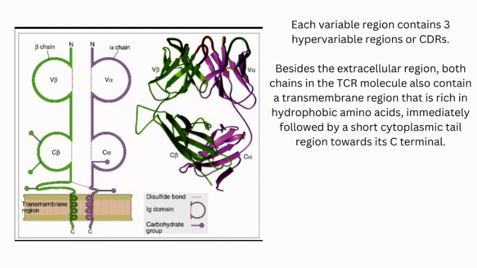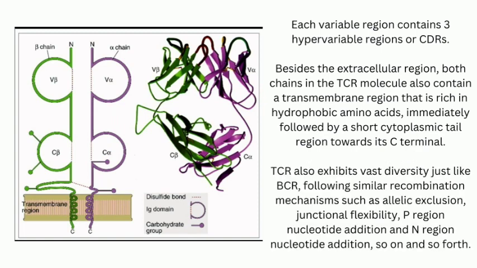Besides the extracellular region, both chains in the TCR molecule also contain a transmembrane region that is rich in hydrophobic amino acids, immediately followed by a short cytoplasmic tail region towards its C-terminal. TCR also exhibits vast variety just like BCR, following similar recombination mechanisms such as allelic exclusion, junctional flexibility, P-region nucleotide addition and N-region nucleotide addition, so on and so forth.